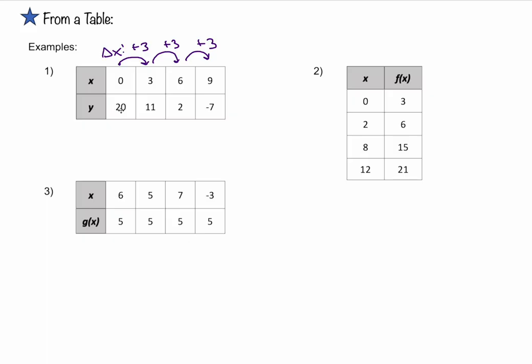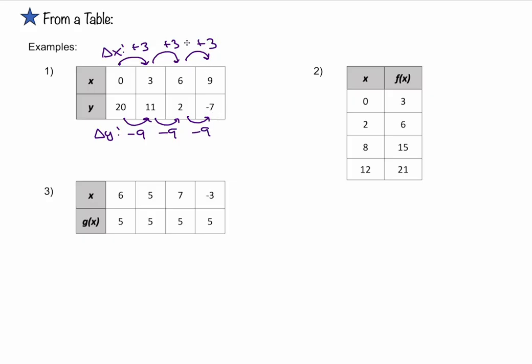If I do my change in y, which is the bottom of the table, I want to check the same coordinates that I did. So I do the first and second, which is 20 to 11, which is subtracting 9. Then 11 to 2 would be subtracting 9. And then from 2 to negative 7 is also subtracting 9.